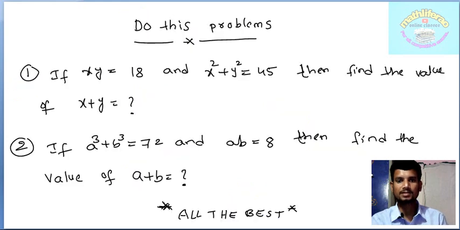So next, do these problems. What are the problems? If xy equal 18 and x square plus y square equal 45, then find the value of x plus y. As well as the second question, a cube plus b cube equal 72, and ab equal 8, then find the value of a plus b. Do this problem with the same method.